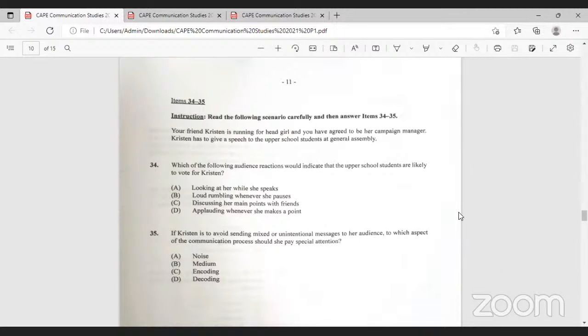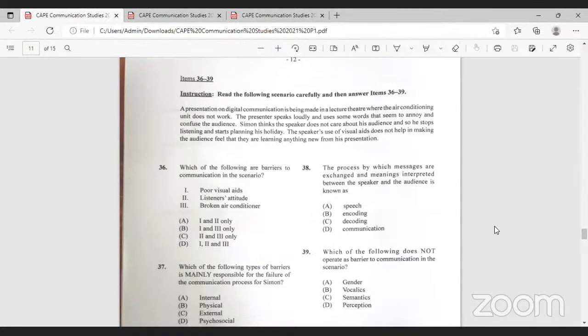Easy. 34 is D. Right, good. 35, Kristen is to avoid sending mixed or unintentional messages to her audience. To which aspect of the communication process should she pay special attention? Noise, medium, encoding, decoding. Everybody, you should say. 35, C is the answer. Encoding. This question came already, and the answer was C. You have to think about how you're going to encode and put the message so that everybody can understand.